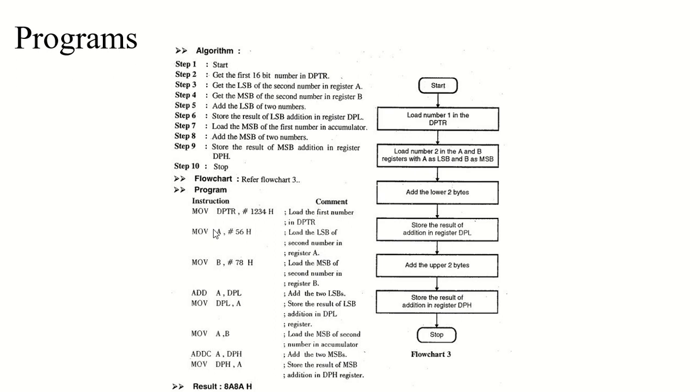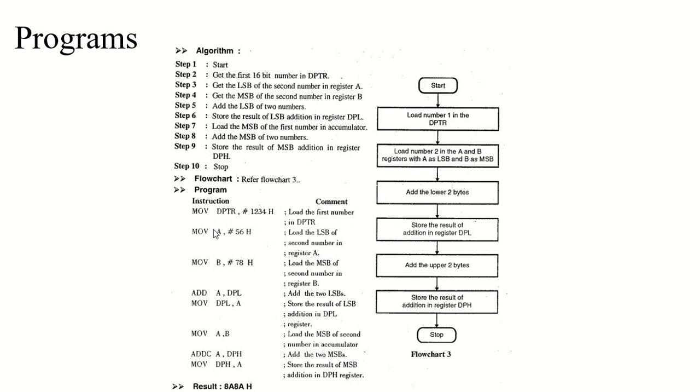So in the first step we will start. In the second step we will get the first 16-bit number in the data pointer. In the third step we will get the LSB of the second number in register A. LSB means least significant byte, or the last two numbers, in this case, because this is a 4-digit number, so the last two numbers will be saved in the accumulator, and the first two will be in register B, which are the MSB. So that is our fourth step as well: get the MSB of the second number in register B.